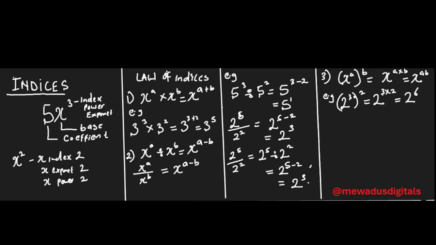You have 3 here inside this bracket as a power, and 2 here is also a power, or they are both exponents. All you just do is multiply the exponents together and you have what? 2 raised to power 6.